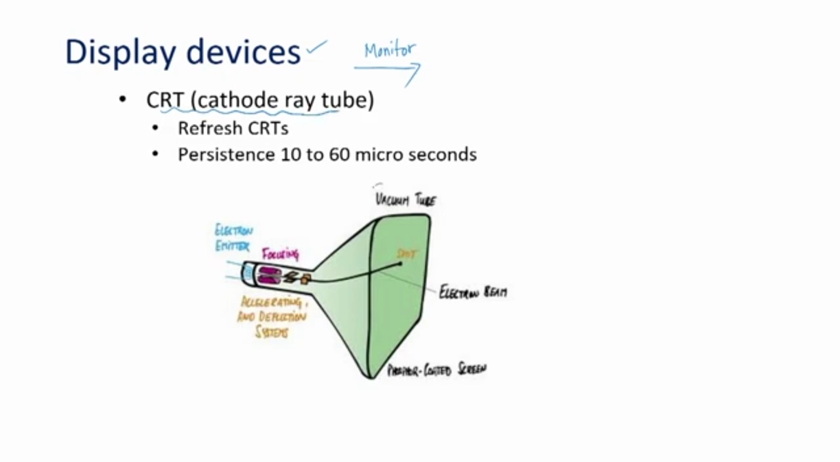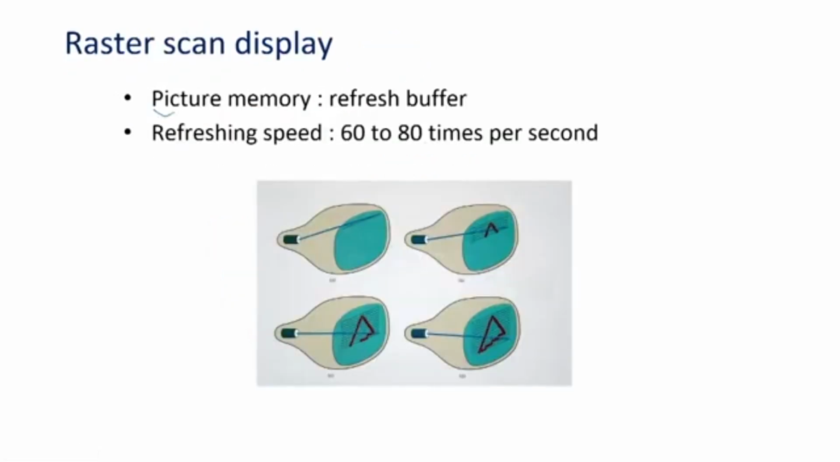So, this is a particular arrangement of the CRT. Here the CRT screen has a phosphor coating and we are using an electron beam. This electron beam is focused on this coated screen, and wherever it strikes, that portion gets illuminated. By maneuvering the electron beam on the screen, we can create a variety of images. To create that image on the screen, we have to use a huge picture memory and a refresh buffer, and the refreshing speed should be at least 60 to 80 times per second.